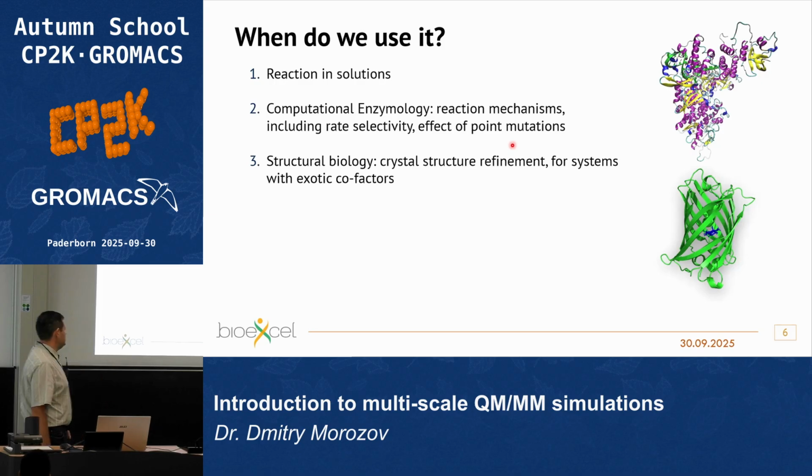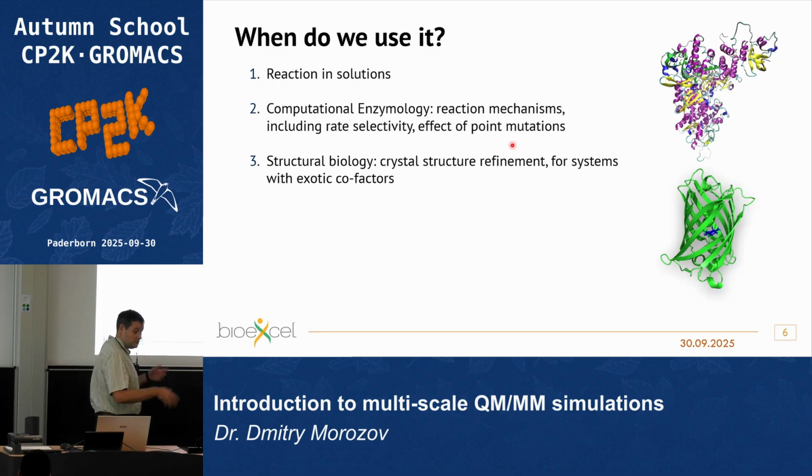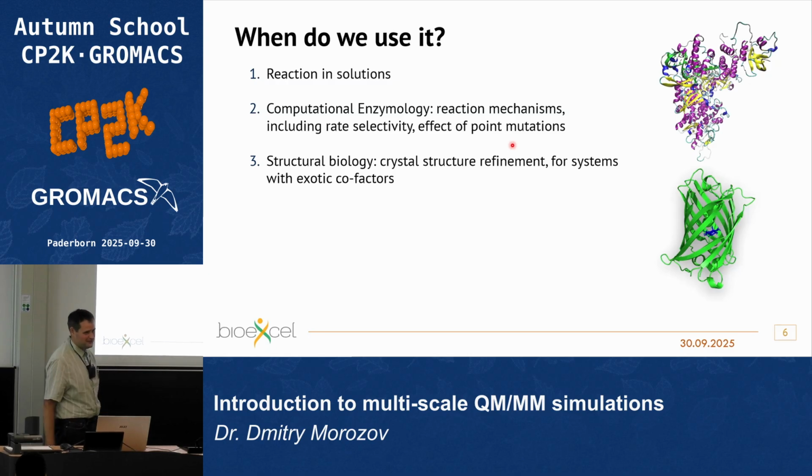You can use it in structural biology, especially, for example, for crystal structure refinement when you have very exotic cofactors. Why do you want to use this? Because cofactors usually are small molecules, and they are not parameterized in your force fields. So you either need to do pre-parameterization, or you can just use QMMM, because in QM you can put your cofactor as QM atoms, and basically you have intrinsic parameterization of them on the QM level.